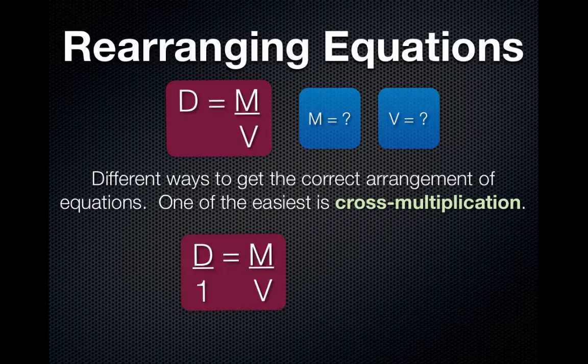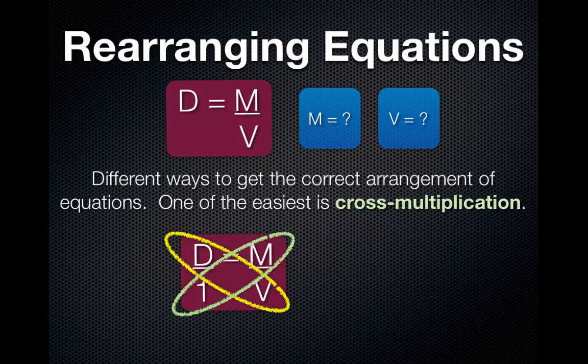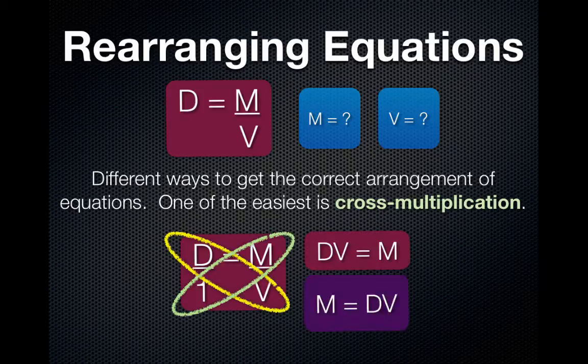You know that D equals m over v is really D over 1 is equal to m over v. Then you would cross multiply: D times v is equal to 1 times m, which is m. And you have Dv equals m. Just to make it a little bit prettier, m is equal to D times v.